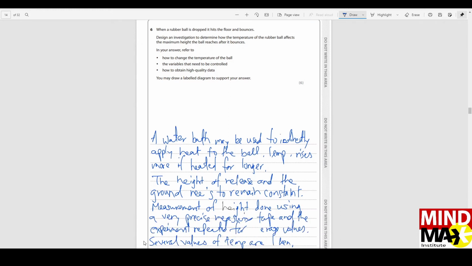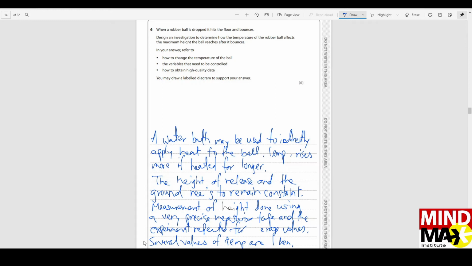So we are changing the temperature of the ball by using a water bath, because we don't want to provide direct heat to the ball. We use a water bath to provide indirect heat to the ball. Okay. That should always be the approach. You should never apply direct heat to any substance, because that would result in expansion of the substance and maybe even the shape of the substance may change if you apply direct heat.